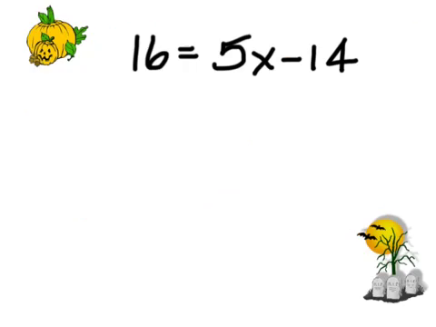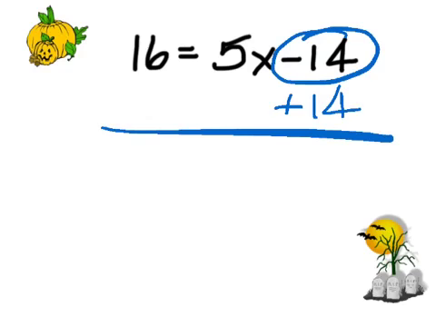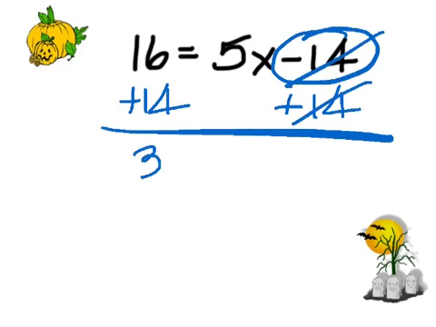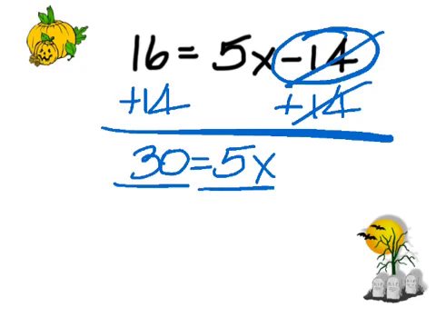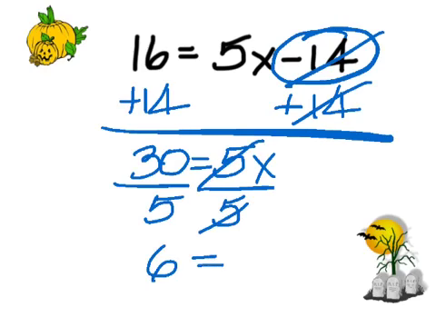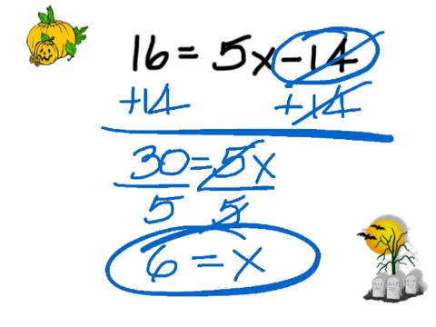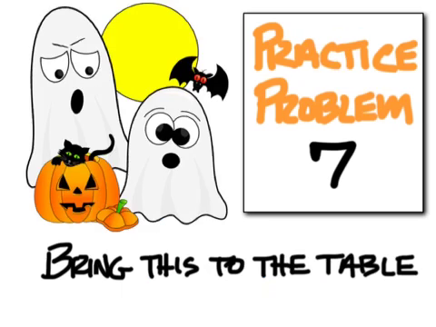Example number 8. We have a minus 14 on the right with the x. So add 14 to both sides. These cancel, and you get 30 equals 5x. Divide both sides by 5, and you get an answer of 6 equals x.